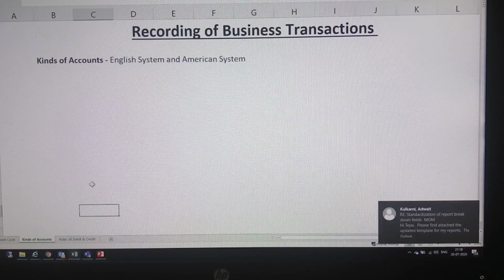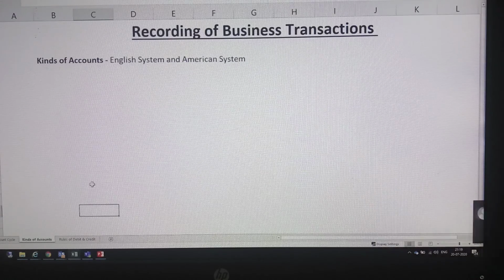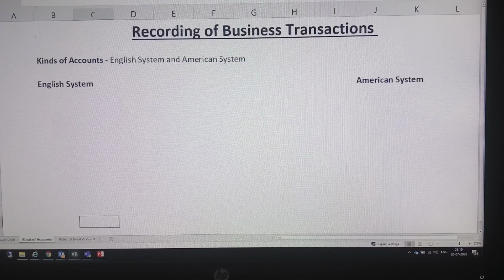Moving further, I think it is more to understand kinds of accounting. So basically there are two kinds of accounting that have been derived, which is the English system of accounting and the American system. Under the English system and American system, there is not much of a difference. It's just ways of looking at things from a different angle, but at the end of the day it is almost the same.